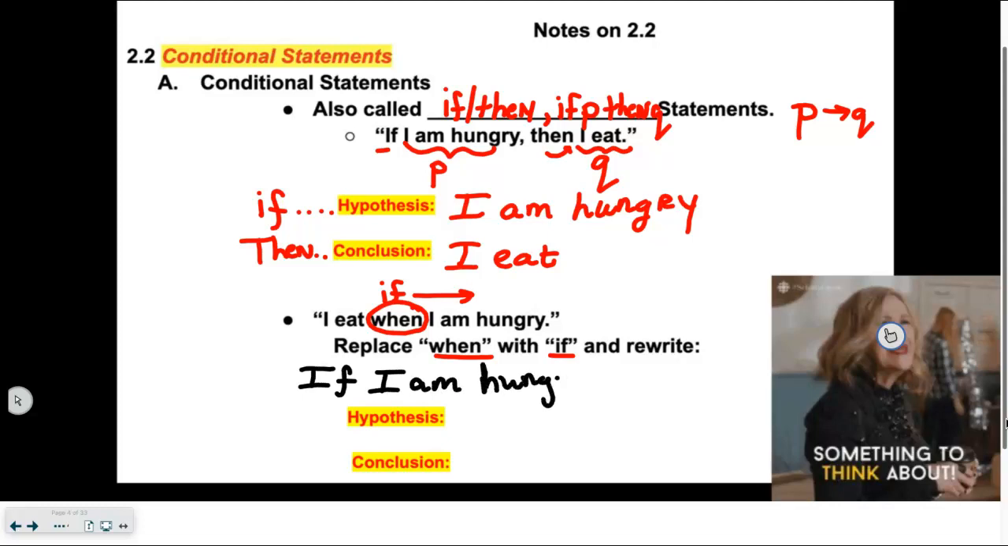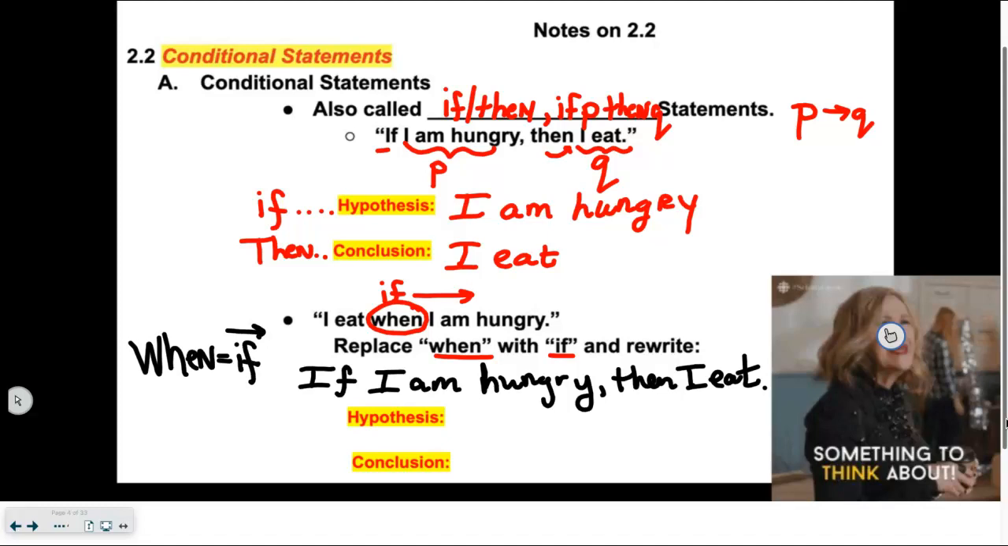Again, you can pause it if you need more time. Then I eat. All right. So replace the when with the if. So you might want to write on the side that the word when in these statements, in your head, you can replace it with if and then follow the if.